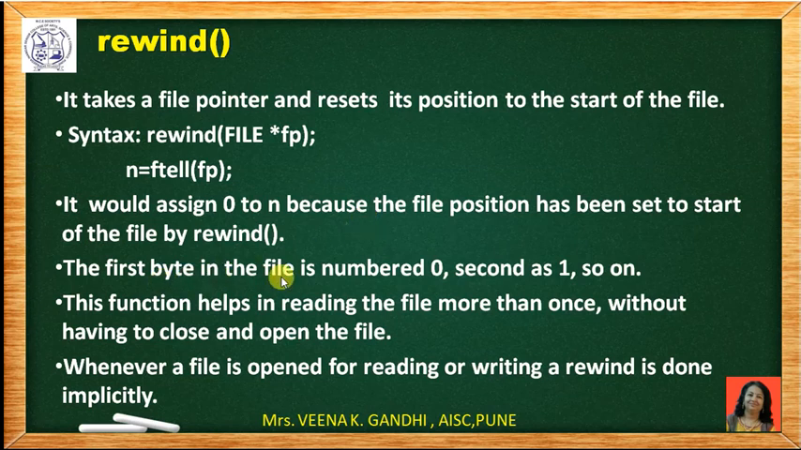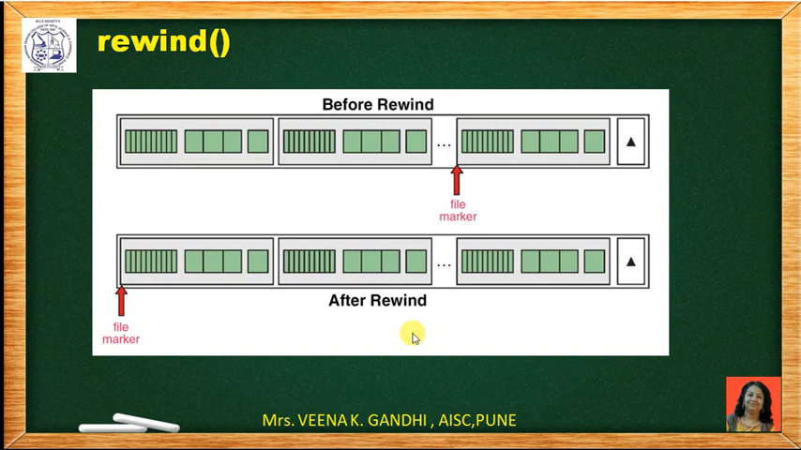So when you rewind, the file pointer position is set to the starting of the file. The first byte in the file is numbered 0, the second byte as 1, and so on. Now this rewind function helps in reading a file more than once without having to close and open the file. Whenever we open the file for reading or writing, a rewind operation is done implicitly. You can see in this figure, before rewind, the file marker is here, and after the rewind operation, the file marker is placed at the 0th byte or starting of the file.